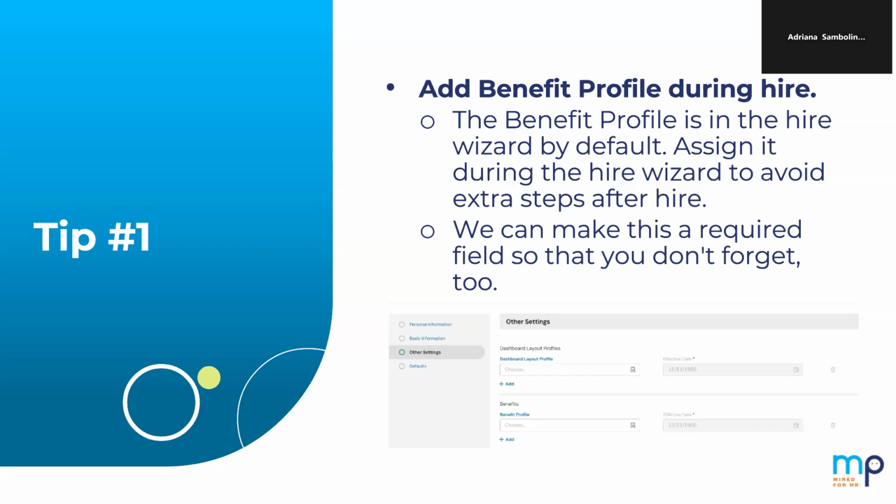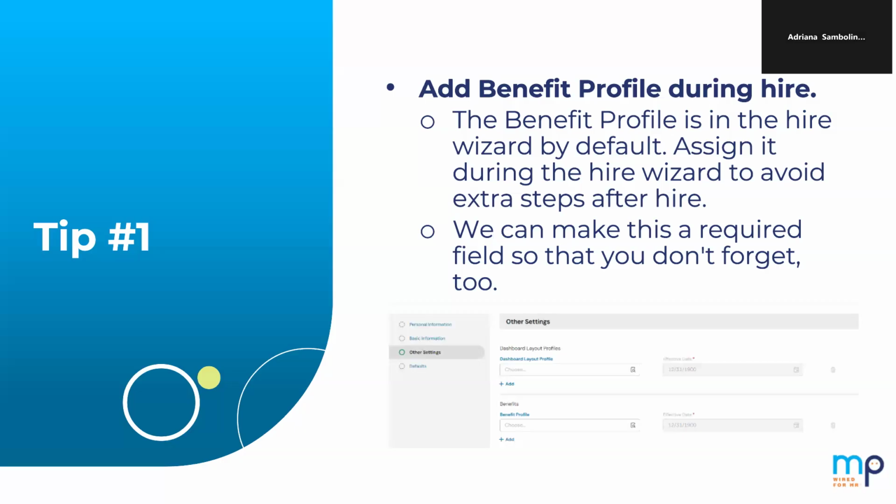So I just got a quick little screenshot. It's probably a little bit small for you, but the benefit profile can be found on the other settings tab in the new hire wizard. So just assigning it there. The plus add button is in there. Just make sure it adds the slot in there that allows you to put the date in. Just assign the profile there.